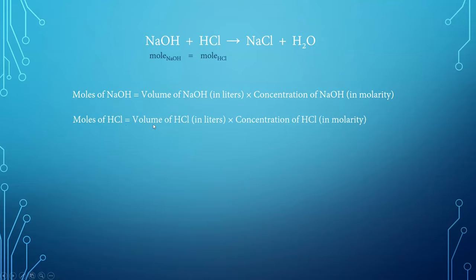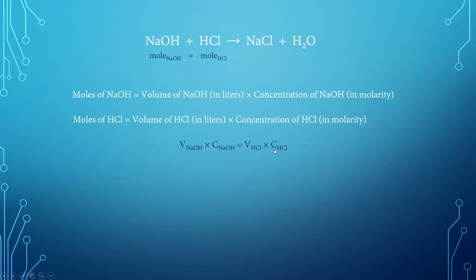You can multiply the volume of HCl, whatever the sample volume happens to be, times its concentration, and that would give us the moles of HCl. So we can write that as a pretty simple equation. The volume times the concentration of the sodium hydroxide has to equal the volume times the concentration of the HCl.